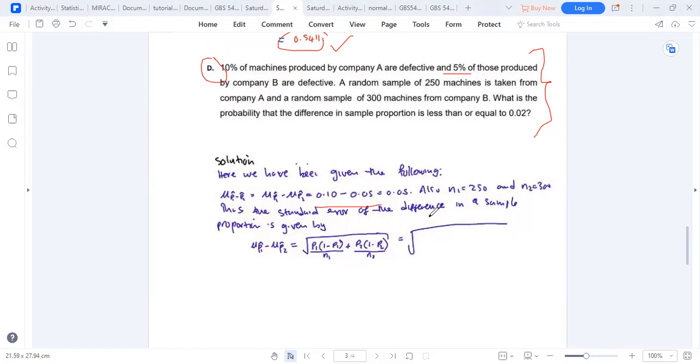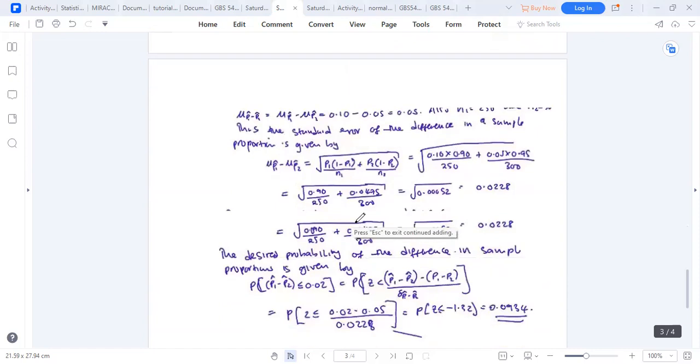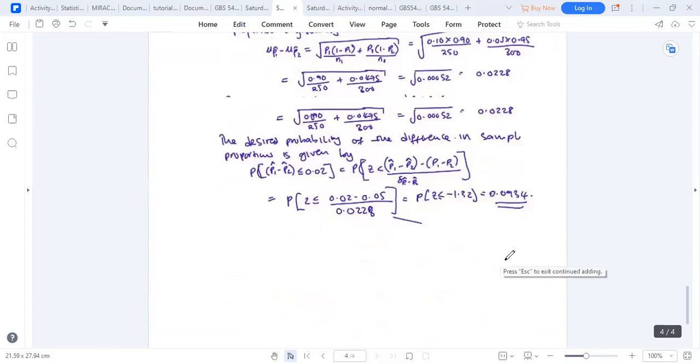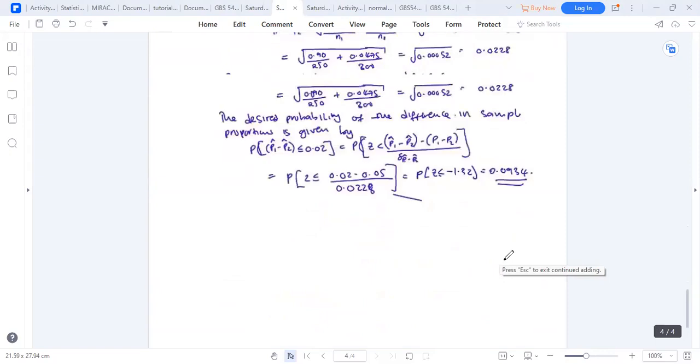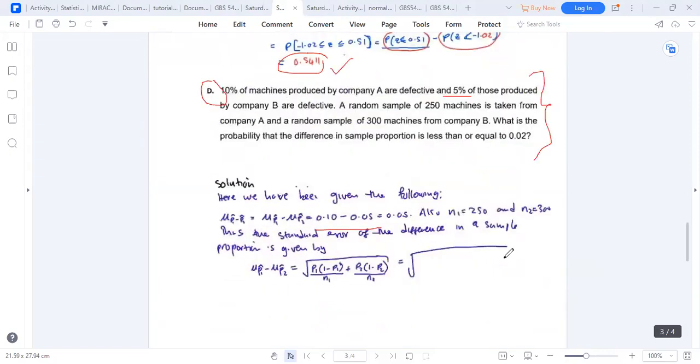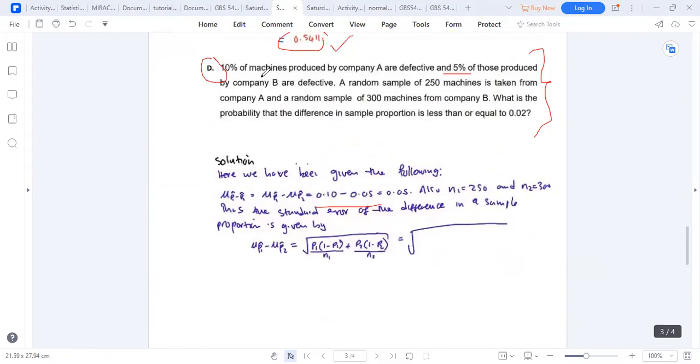Here we're using a pooled variance of the proportion. So after calculating the differences in there, we're looking at an interval. We are told that 10% of the items produced by machine A are defective and 5% are defective by machine B. A random sample of 250 was taken from machine A, and 300 was taken from machine B. What is the probability that the difference in the sample proportions is less than 0.02?